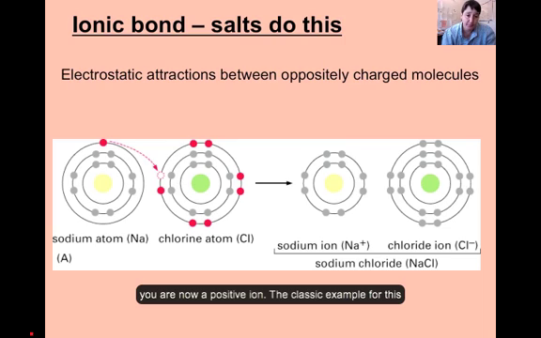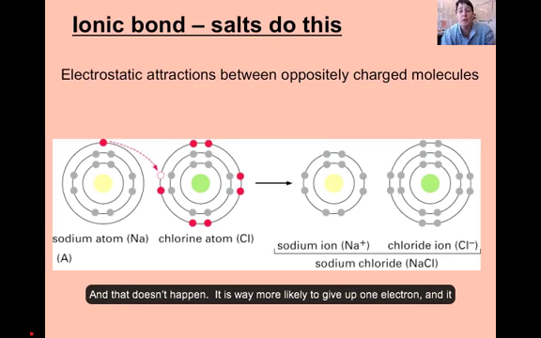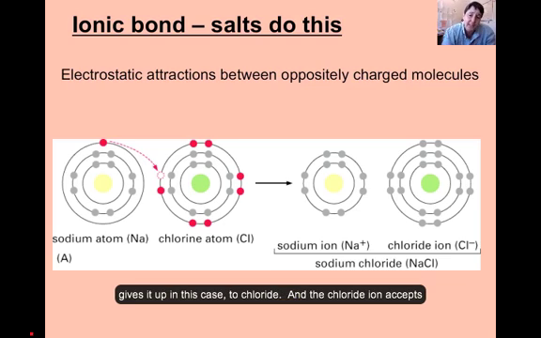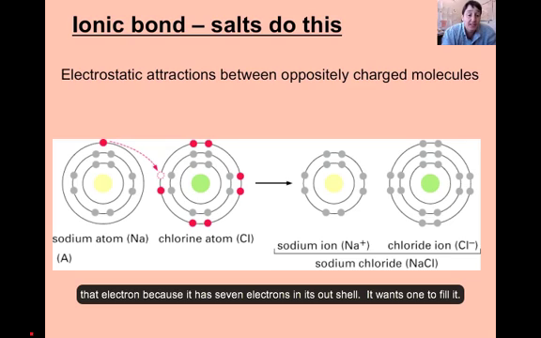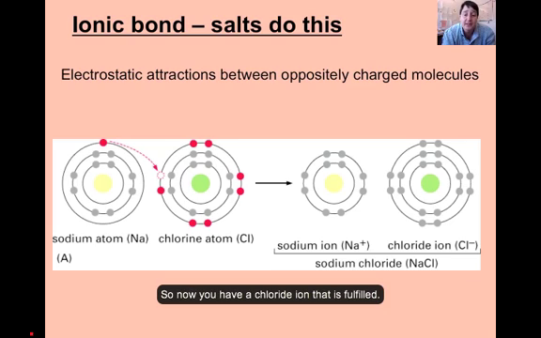The classic example for this is sodium chloride. Sodium chloride, the sodium atom has 1 electron in its outer shell. It would need 7 electrons to fill it, and that doesn't happen. It's way more likely to give up 1 electron, and it gives it up, in this case, to chloride. And the chloride ion accepts that electron because it has 7 electrons in its outer shell. It wants 1 to fill it. So now you have a chloride ion that is fulfilled. You have a sodium ion that's fulfilled. Its outer shells are full.